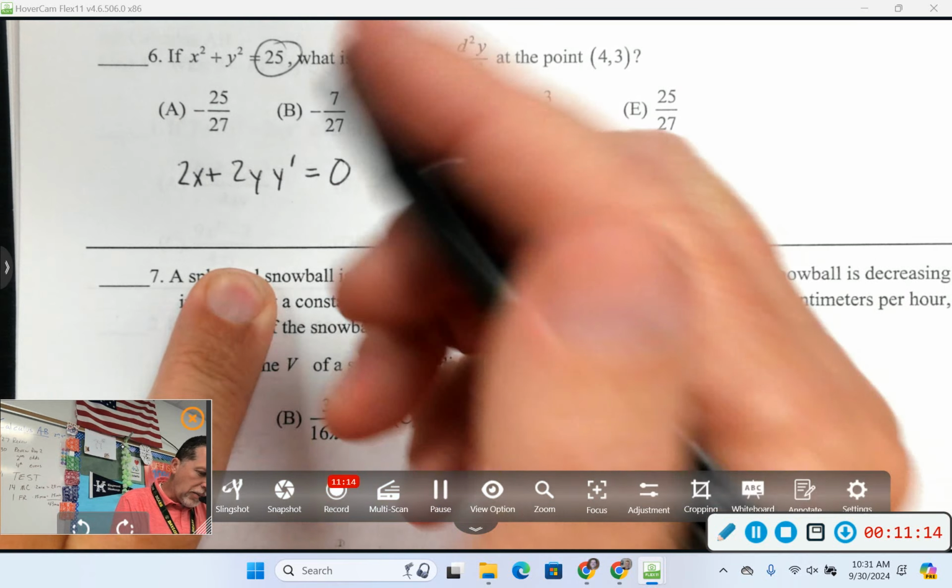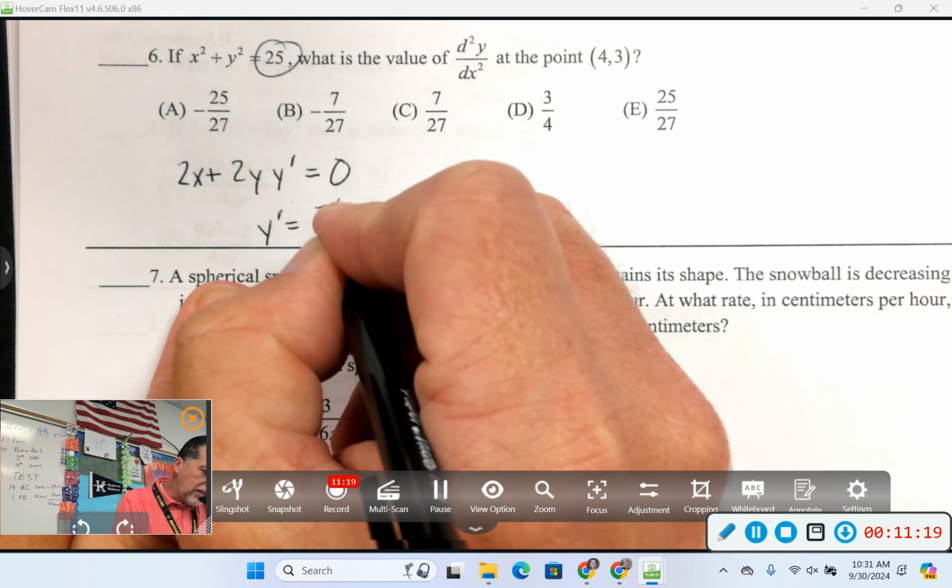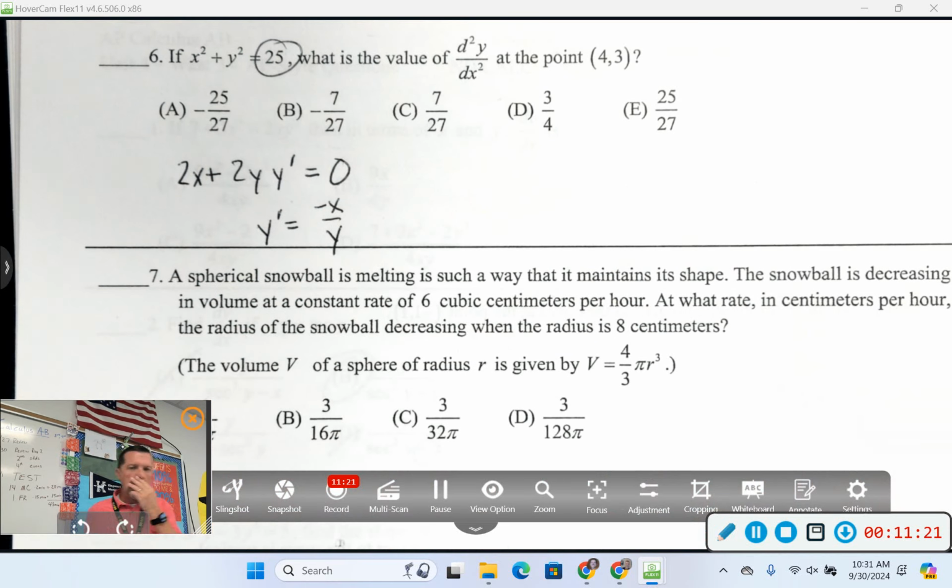Okay, so let's solve for y prime. So that would be negative x over y. Move the 2x over and then divide by 2y.